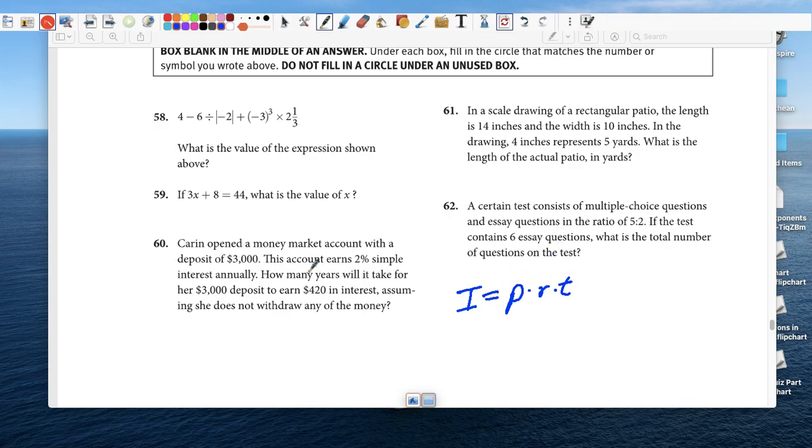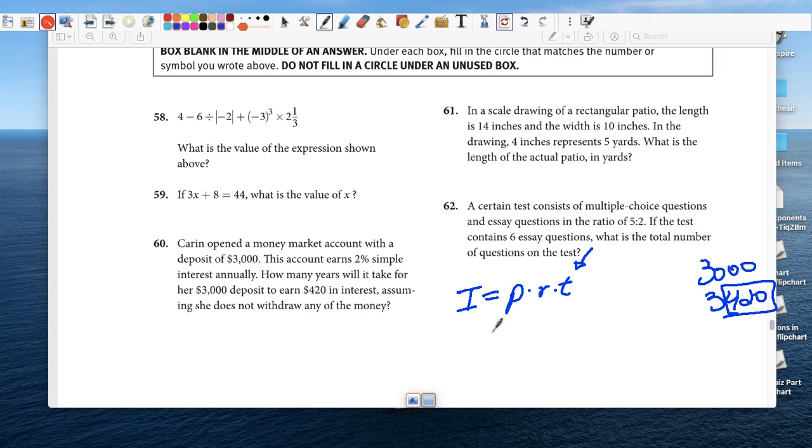So how many years will it take for her $3,000 deposit to earn $420 in interest? So you put $3,000, you leave it in the bank for a certain amount of time. After how many years will it take for that $3,000 to become $3,420? And this is the part that you made, right? So the bank is going to give you $420 as a thank you for depositing that initial $3,000 in that account, right? So we want to know the time.